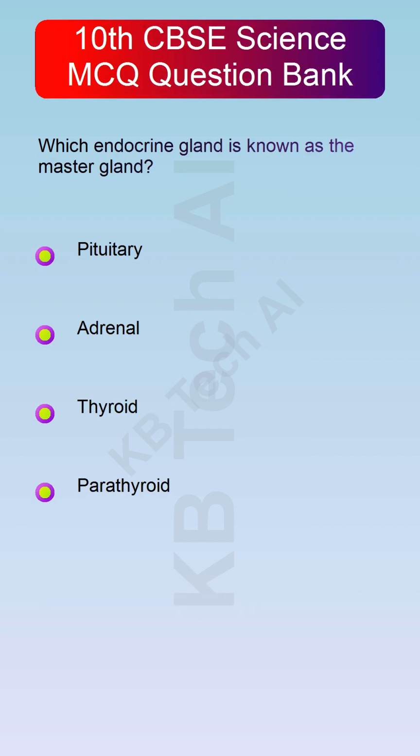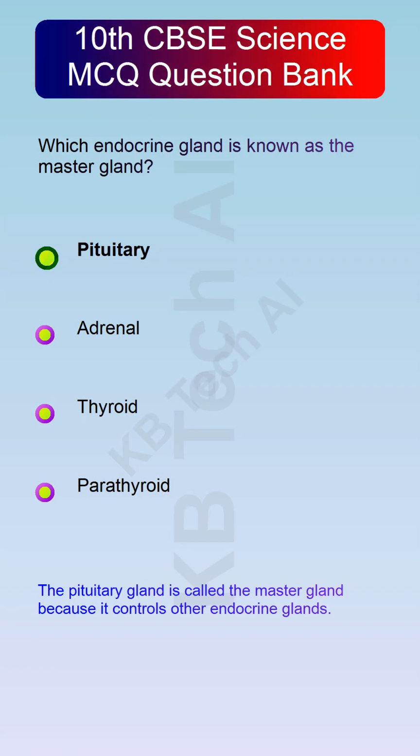Which endocrine gland is known as the master gland? Option 1, pituitary. Option 2, adrenal. Option 3, thyroid. Option 4, parathyroid. The answer is, option 1, pituitary.